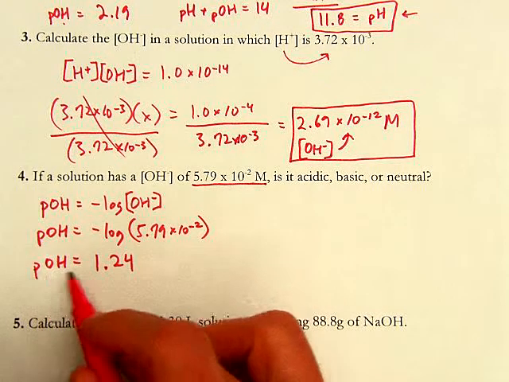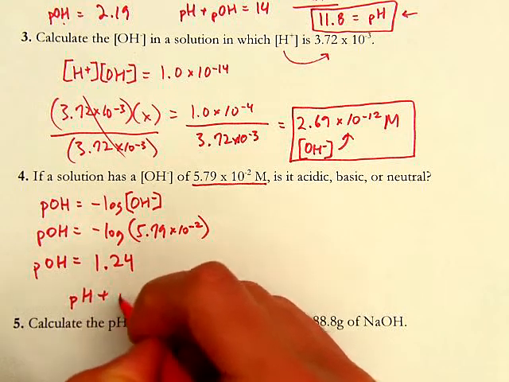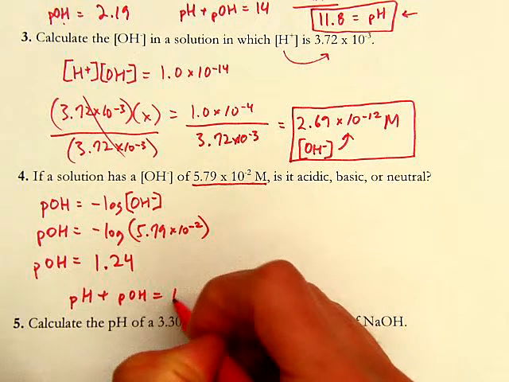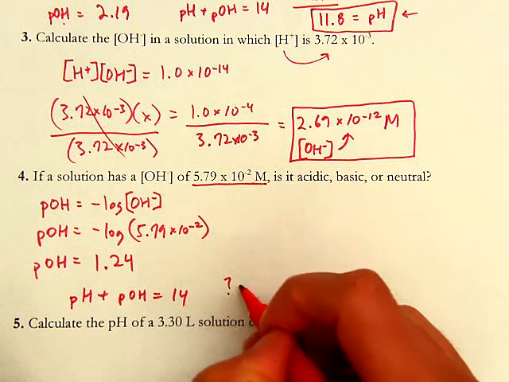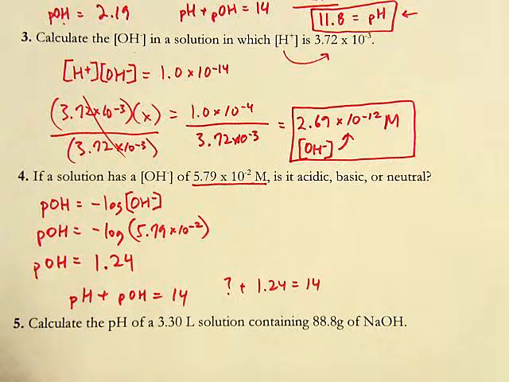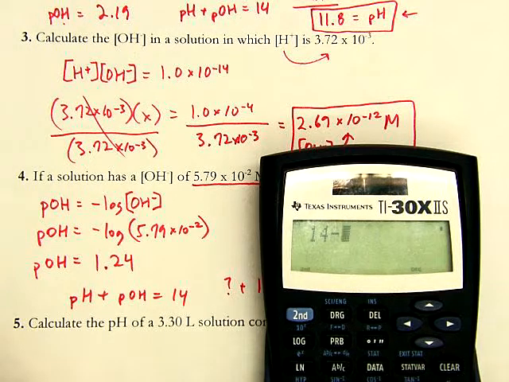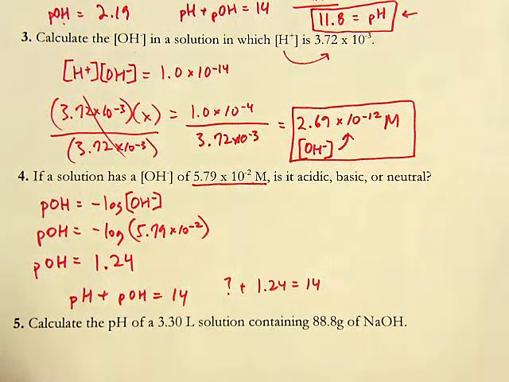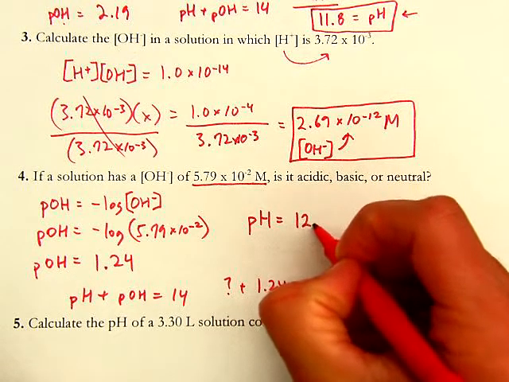That's my pOH. Now remember, pH plus pOH equals 14. So something plus 1.24 equals 14. Here, I can just take 14 and subtract that number, and I get my pH, which is 12.8.